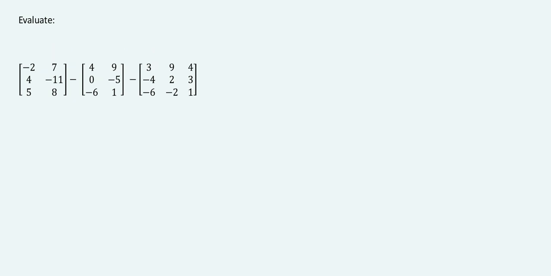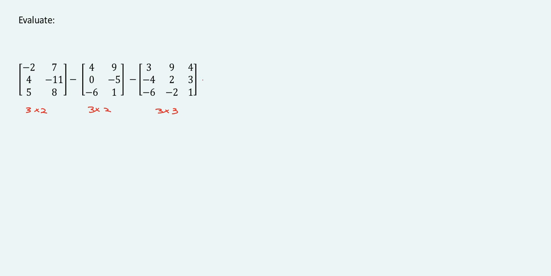Now we're going to look at this last example. Here we have 3 rows by 2 columns. We have 3 rows by 2 columns, and then we have 3 rows by 3 columns. So what that means to us is that we can only subtract the first 2, and then we cannot subtract the third one from the result of the first two.